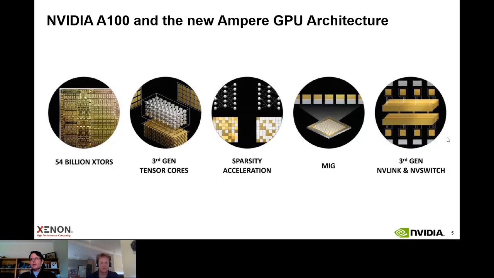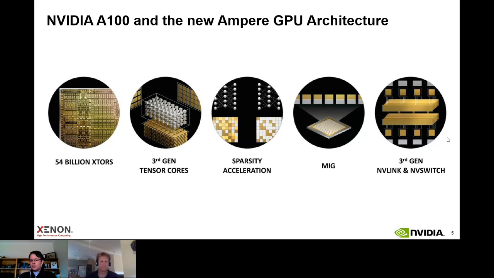Multi-instance GPUs then allows to split the A100 essentially into up to 7 individual GPUs, which can then be used individually by different users for different workloads, for example, which makes the system a lot more flexible and really kind of maximizes the return on the investment because it can be used for so many different workloads.